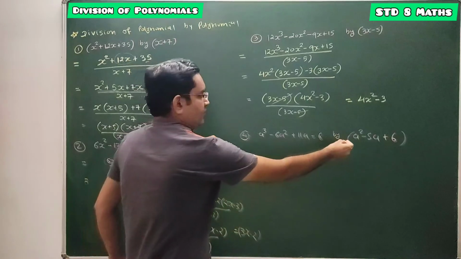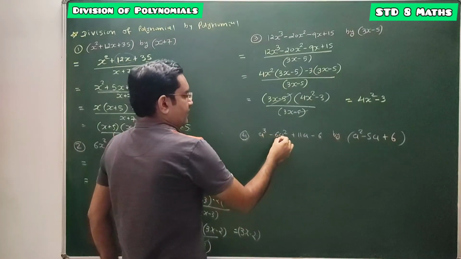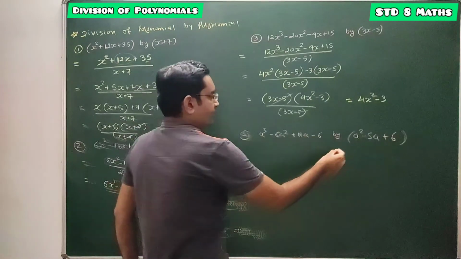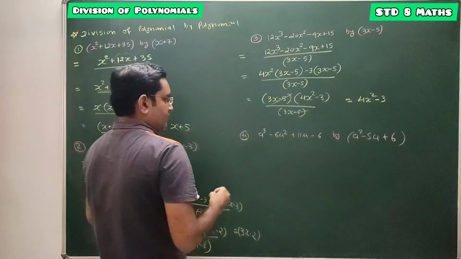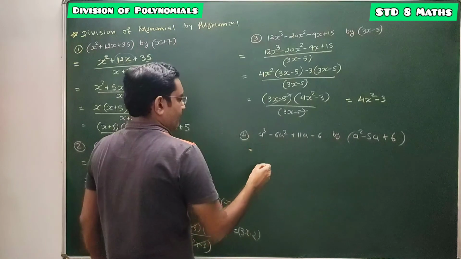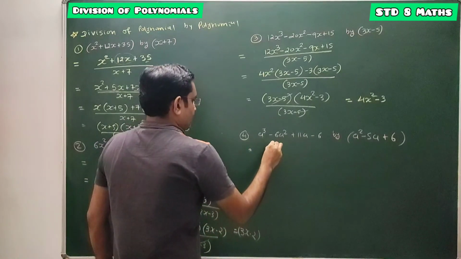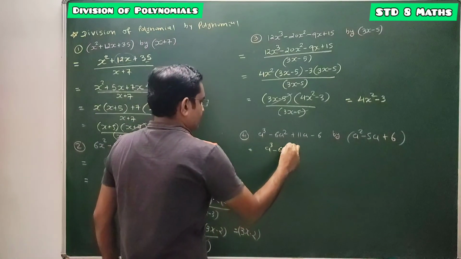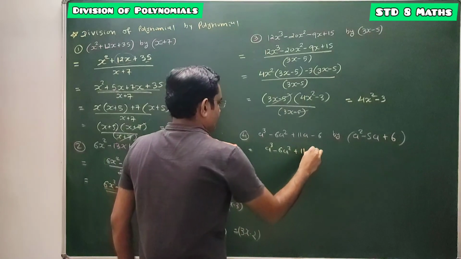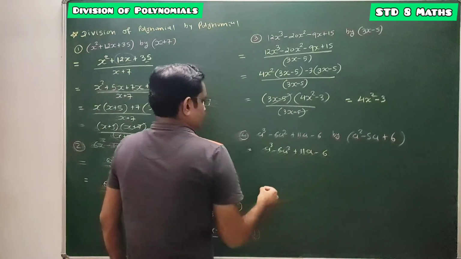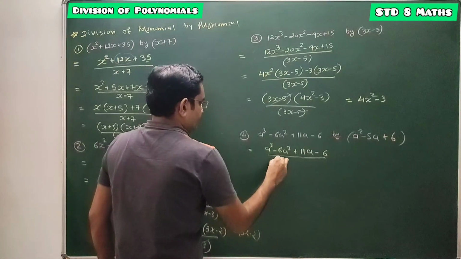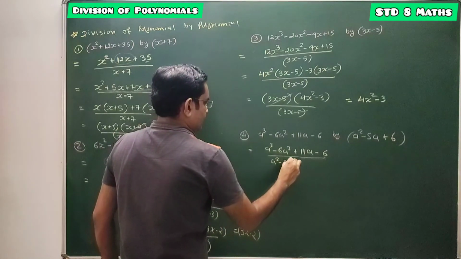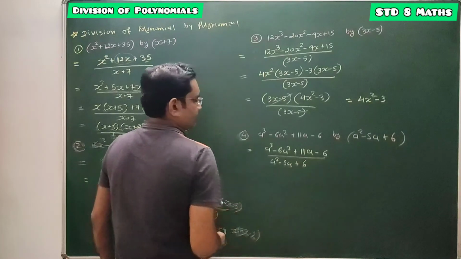Friends, change this question. A cube minus 6a square plus 11a minus 6 is divided by a square minus 5a plus 6, is the right question. So now numerator by denominator form: a cube minus 6a square plus 11a minus 6 divided by a square minus 5a plus 6.